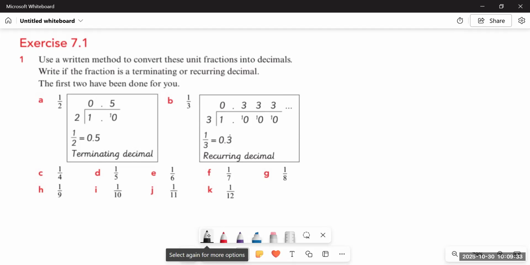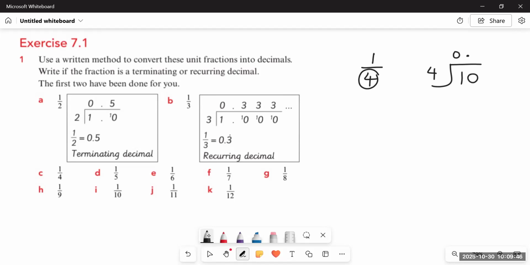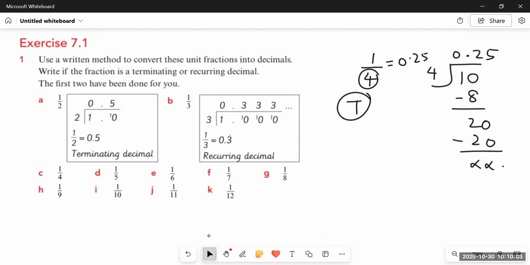Starting from 1 over 4, if we divide 1 by 4, we will put 4 outside. Always remember, we put the denominator outside. We cannot divide 1 by 4, so we have to put a decimal here, and it becomes 10. 4 2s are 8. Here comes 2. We'll again put a 0, and then 4 5s are 20. No remainder is left, so the answer would be 0.25. So it's a terminating decimal, right?